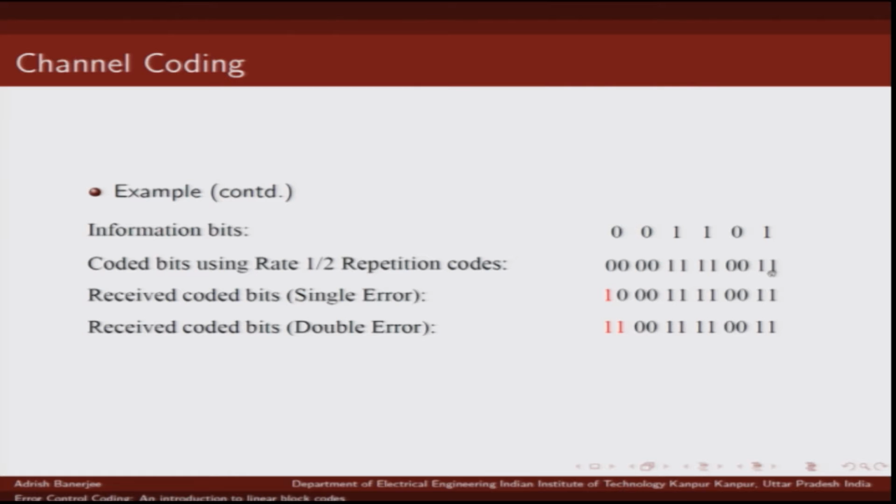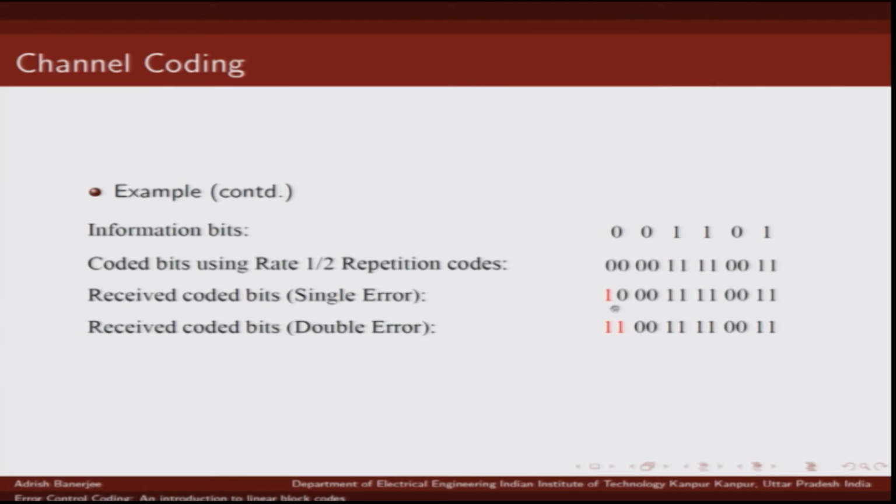Now, here I have illustrated one case where there is a single error. This was the sequence which was transmitted. Think of it as this sequence having been transmitted over a binary symmetric channel, and this is the received sequence I received.